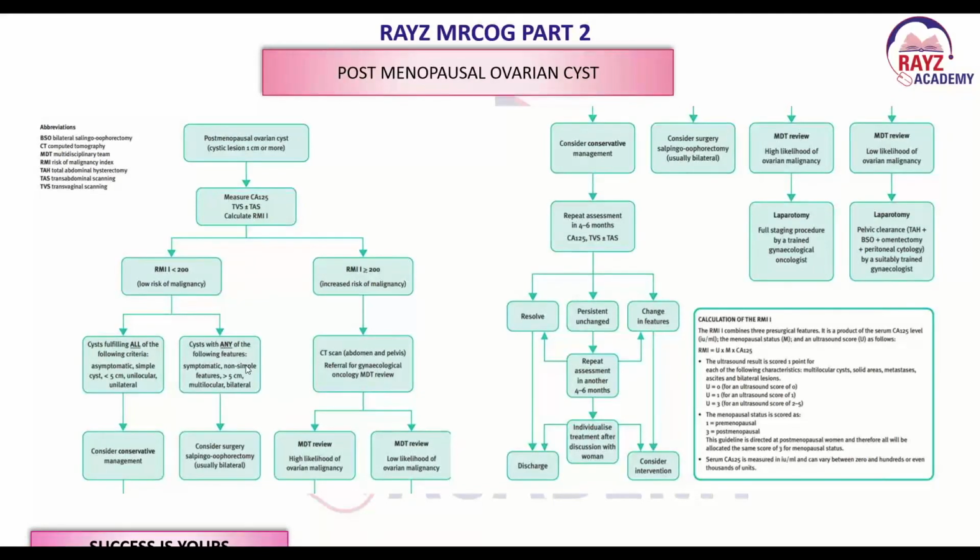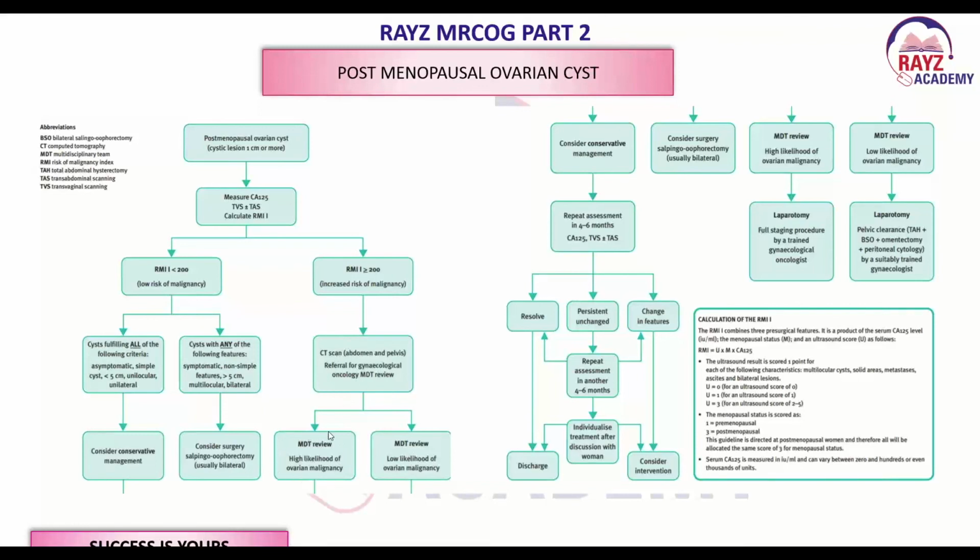However, if the cyst has any of the following features, the cyst is symptomatic, it is non-simple, it is more than 5 centimeters, it is multilocular or bilateral, any of these following features, then consider surgery, and the surgery is laparoscopic bilateral salpingo-oophorectomy. If the score is 200 or more than 200, then a CT scan abdomen pelvis is done and further referral to gynae oncology MDT review is made.